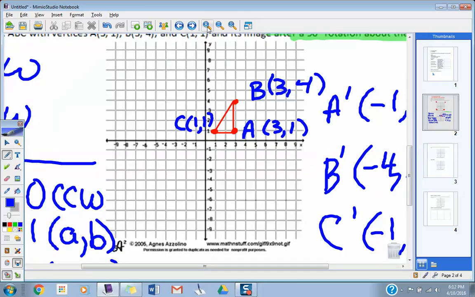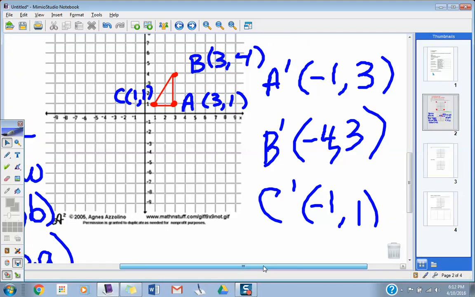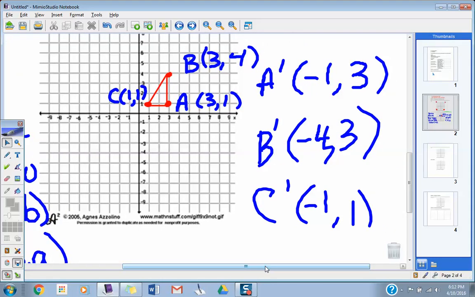I'll blow this up here quick, and have my points right there, and we'll plot those. So A prime being -1, 3: left 1, up 3 is going to put you right about, well, let's pick a different color for this. How about -1, 3? There's going to be your A prime. B prime will be left 4 and up 3. And C prime is going to be left 1 and up 1.